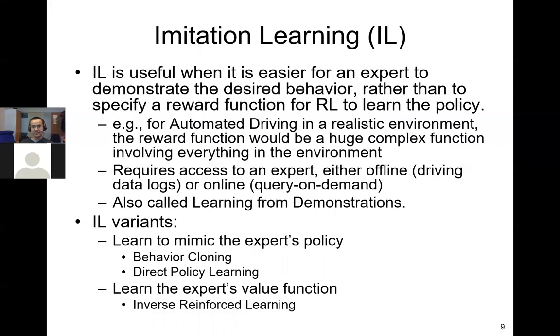So for AD in a realistic environment, the reward function would be a huge, complex function involving everything in the environment. That was just a toy example of a simple track, a single vehicle with no other vehicles, no other obstacles, no pedestrians. So for realistic driving, it's a nightmare to write the reward function. So then many people turn to IL instead.